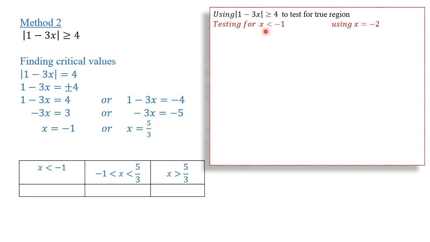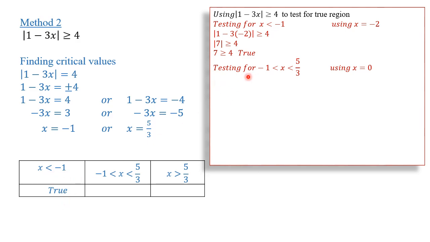We are testing for x less than minus 1, our first region. We are going to use minus 2. If we put in minus 2, we are going to have modulus of 7 greater than or equal to 4. So 7 is greater than 4. This is a true statement, which makes the region x less than minus 1 true.